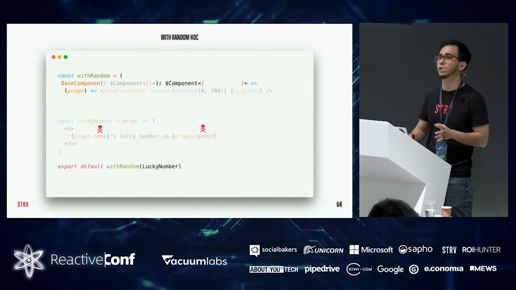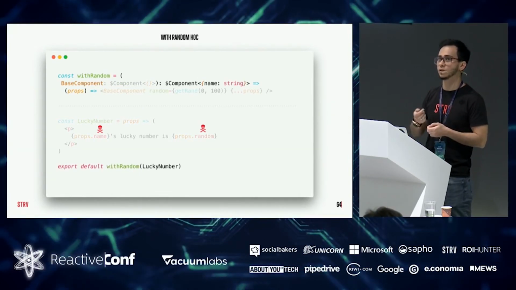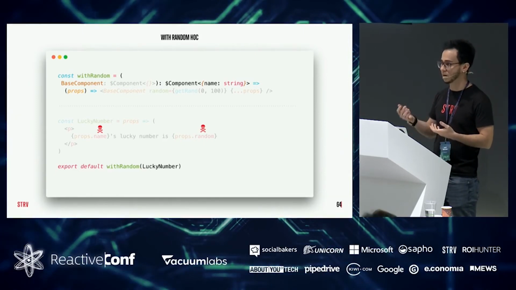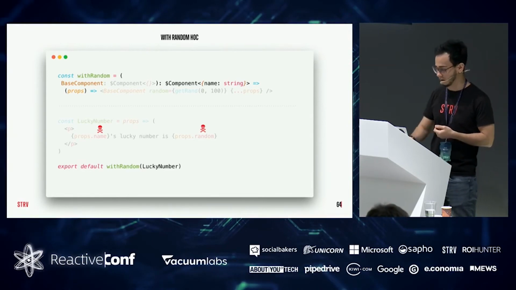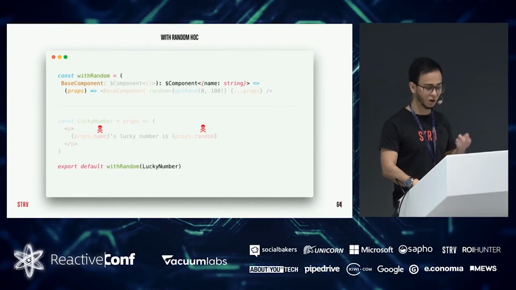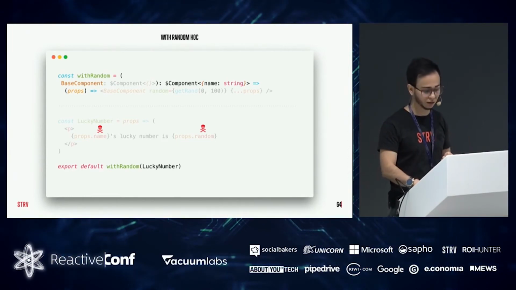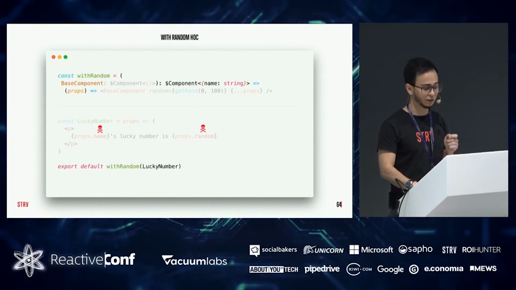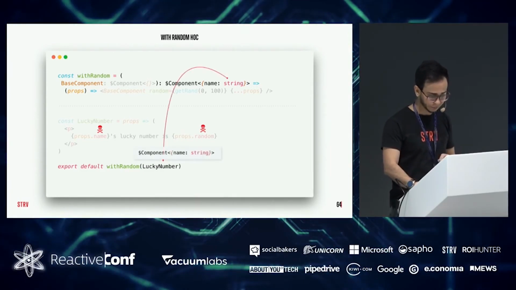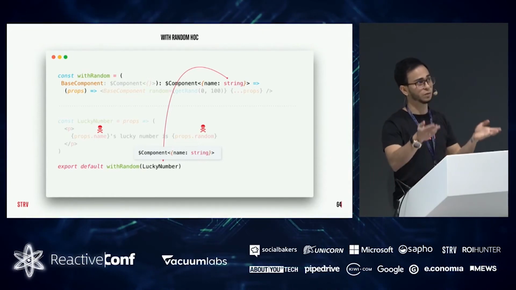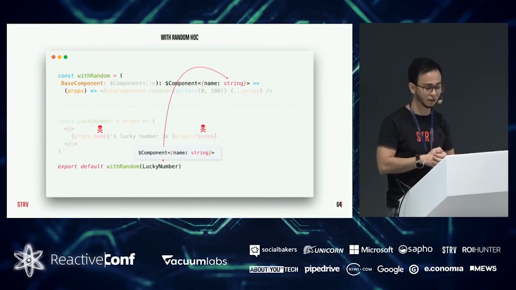But let's focus again on the outer component. Now, whenever somebody calls lucky number from outside, we want them to pass the name. And in order to do it, we specify here on the return type of the HOC. And now whoever calls this needs to pass name, otherwise we'll get an error. If we inspect what is with random now, it's going to say is this component expecting name string.